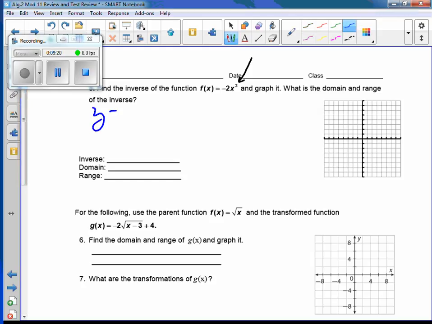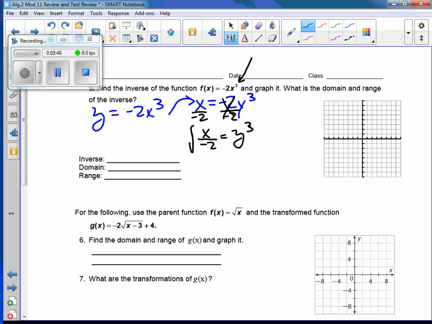So this equation is y equals negative 2x cubed. And so first of all, if we switch the values, we get this. And of course, solve for y. So we would divide by negative 2 first. And we get x over negative 2 equals y cubed. And if you recall, how do we get rid of a power of 3? Remember, it's not the square root, but it is the cube root. And you put the 3 right here. And remember, that was called an index. That was called the index. All right?